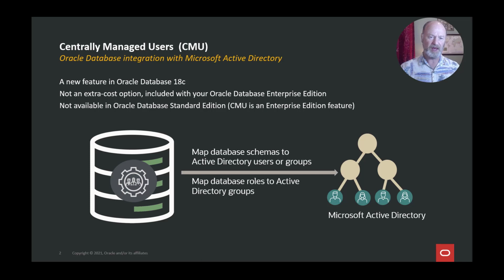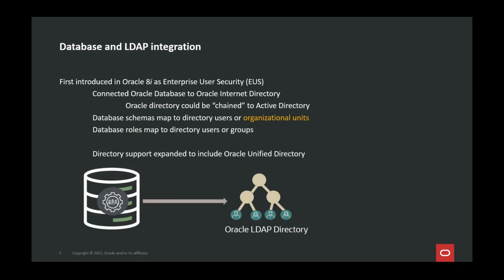Now, the idea of directory integration isn't new to the Oracle database. We first introduced this back in Oracle 8i. That's not a typo. 8i, not 18i, 8i. And we called that feature Enterprise User Security. Enterprise User Security connects an Oracle database to the Oracle directory. That could be Internet Directory or Unified Directory. Much like Centrally Managed Users, Enterprise User Security allows you to map database schemas and roles to directory groups and users.